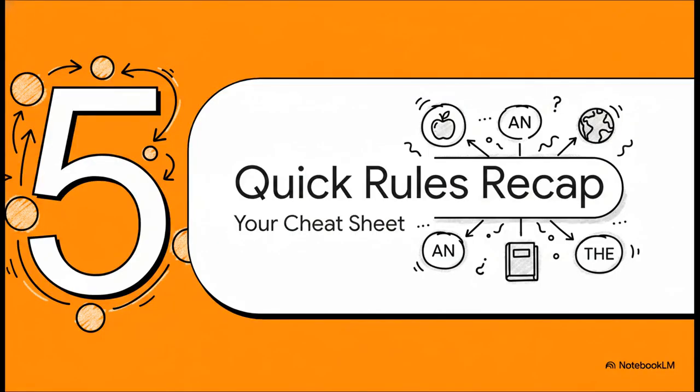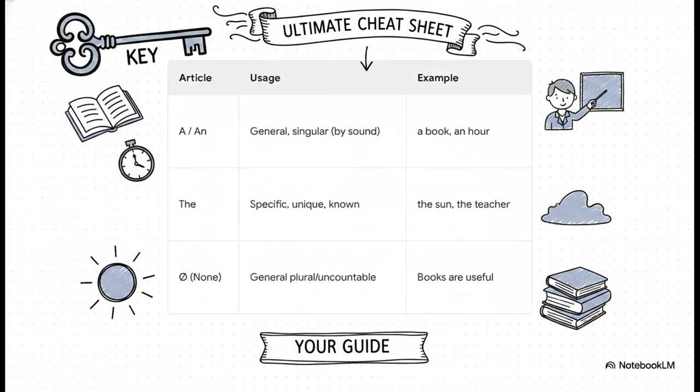Okay, wow, we have covered a lot of ground in a pretty short amount of time. So let's just pull it all together into one simple, clear summary. And here it is, your ultimate cheat sheet. On the left, you've got the article. In the middle, its main job. And on the right, a super clear example. So you have a or an for general singular things. And remember, it's all based on sound. You have the for the specific things that we both know about. And you have the zero article for general plural things or uncountable stuff. This table is your key.